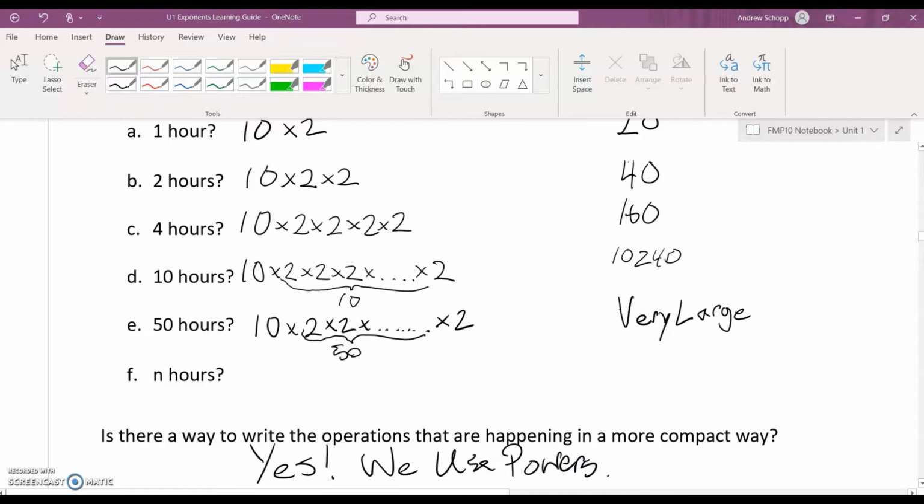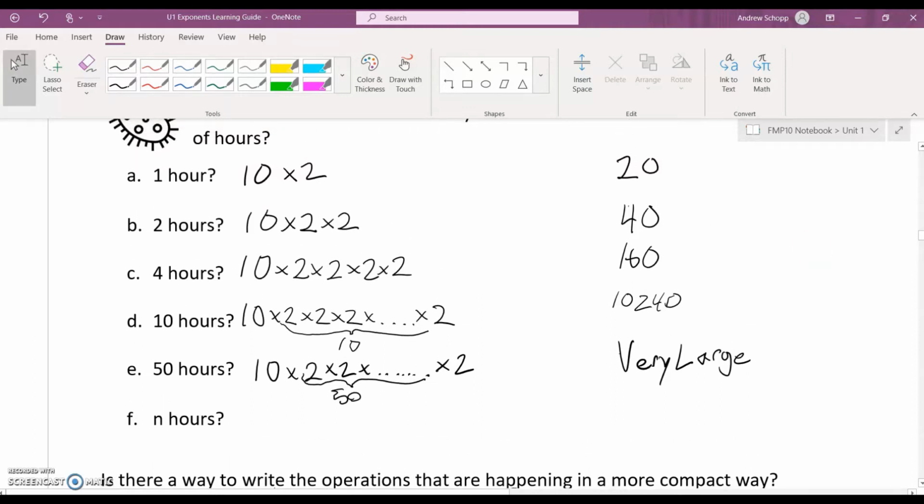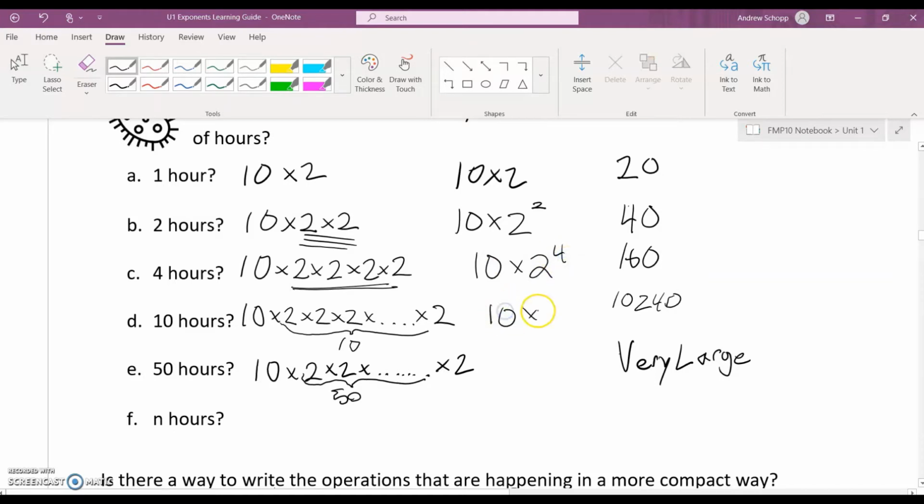Okay, so if we were going to write these same expressions with powers, 10 times 2 wouldn't really change. But a power represents repeated multiplication. So something like 2 times 2 can be written as 2 to the power of 2. And if we have 2 multiplying by itself 4 times, we can write that as 10 times 2 to the power of 4. And same thing here, 10 times 2 to the power of 10. So the 2 is multiplying by itself 10 times. And 2 to the power of 50 for the last one.